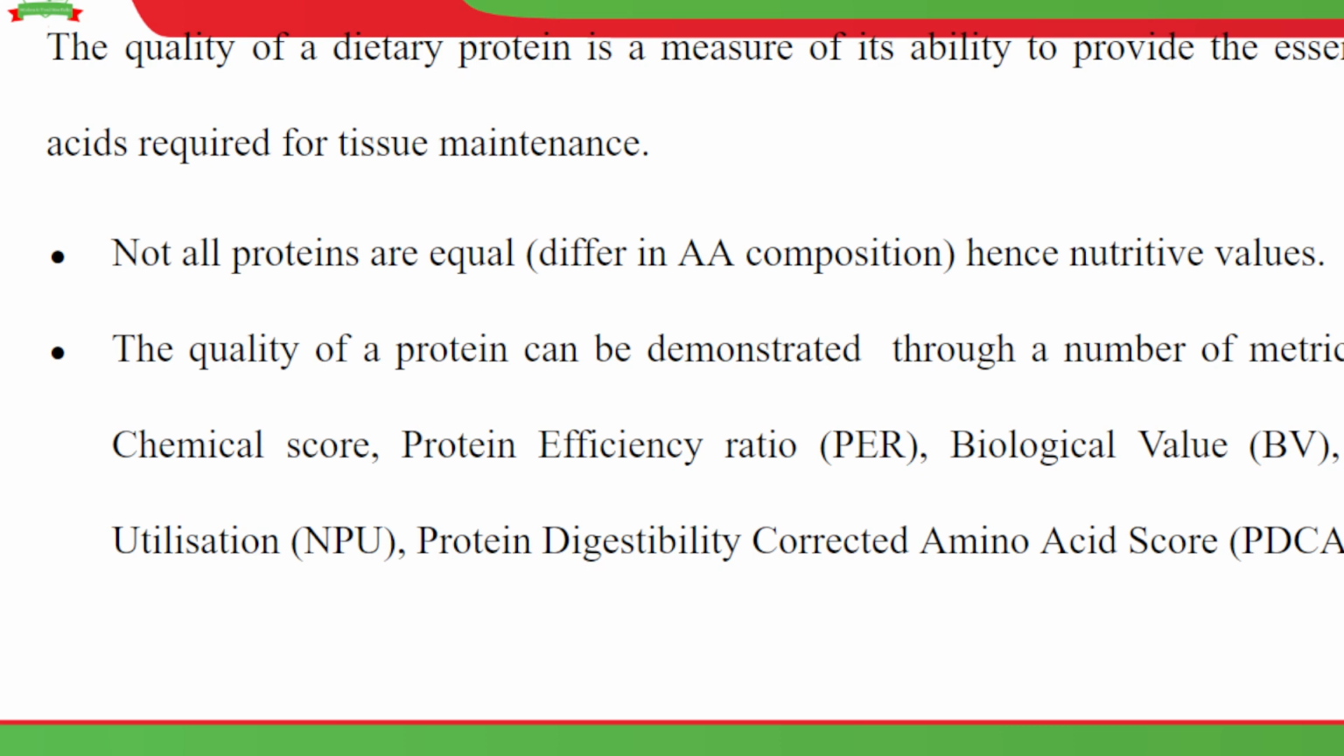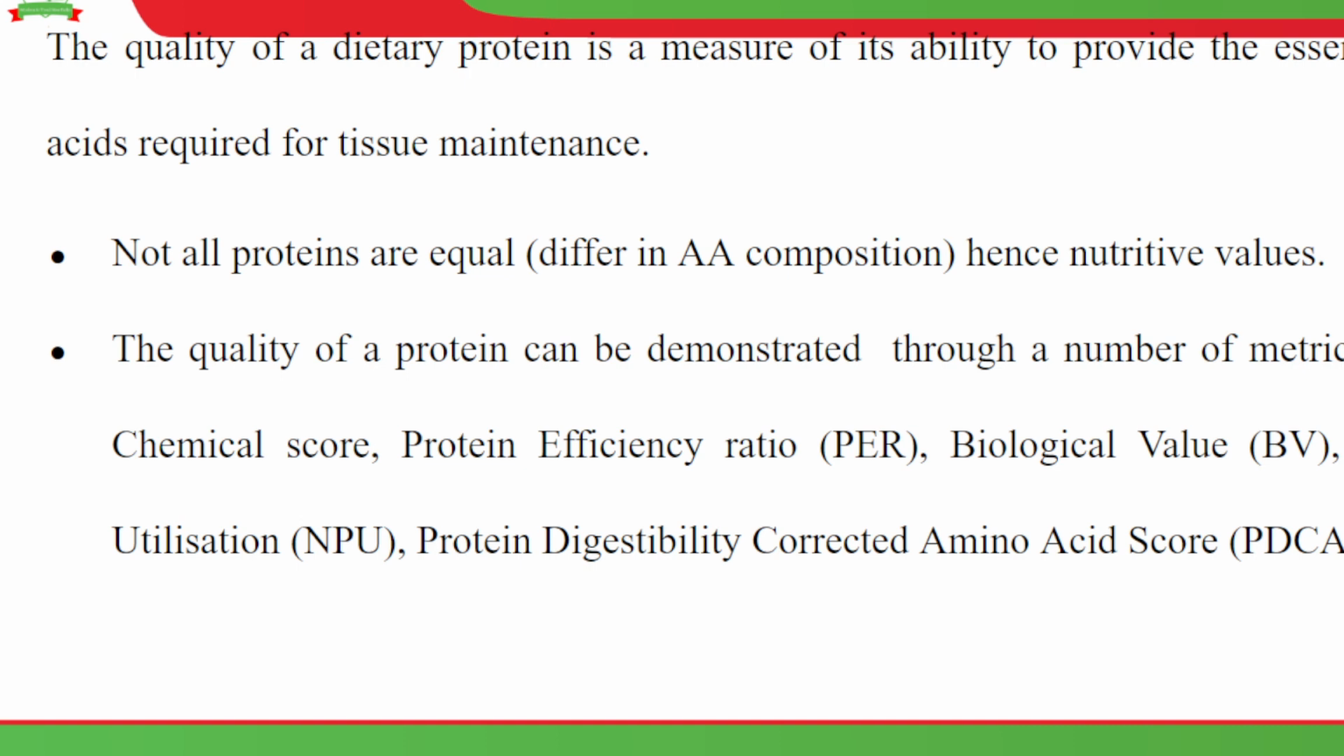You can't tell me that fish has the same nutritive value as genets. So you get to see that there are differences because of the amino acid composition. Some of these really have a lot of essential amino acids that your body cannot synthesize, but you have to take them from your diet. So that's what protein quality is: you measure the ability of a certain protein to provide the essential amino acids that are required for tissue maintenance.